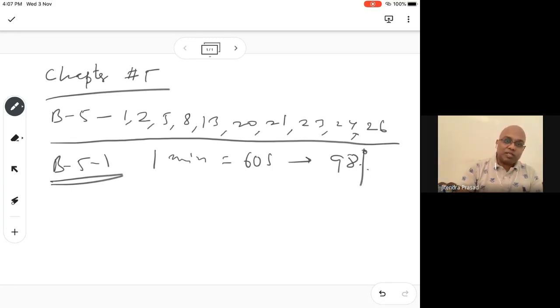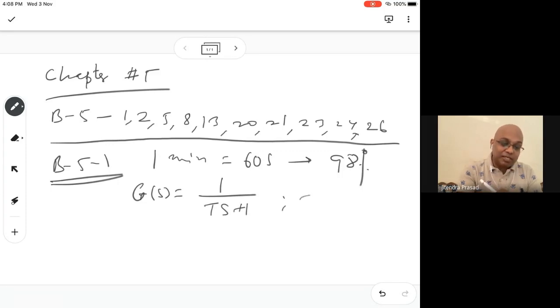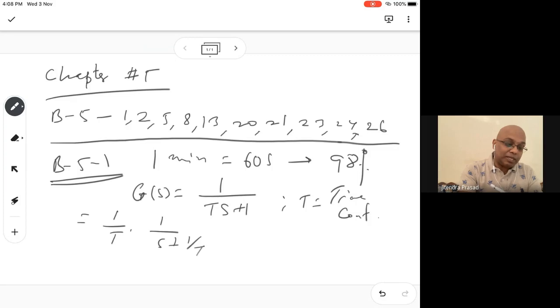First of all, how do you define a first order system? You know that the transfer function G(s) is given by 1 over (Ts plus 1), where T is the time constant. Or you can also write it as (1 over T) over (s plus 1 over T).